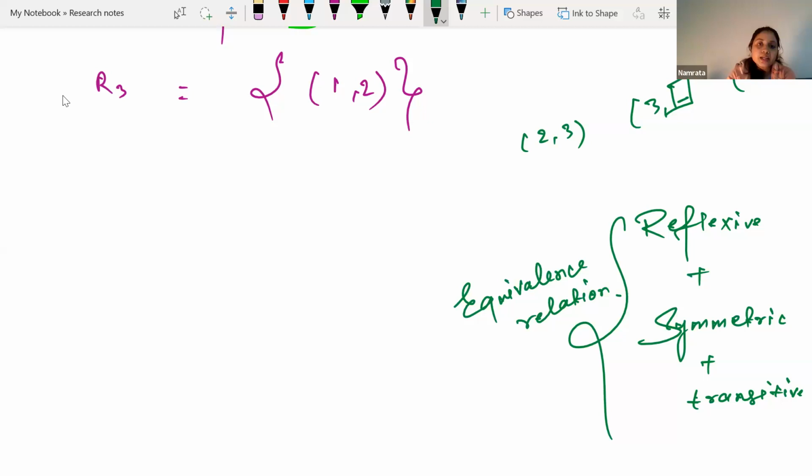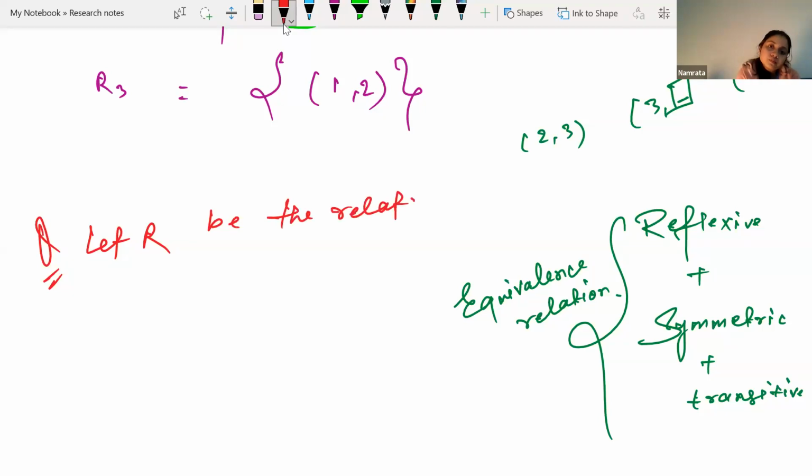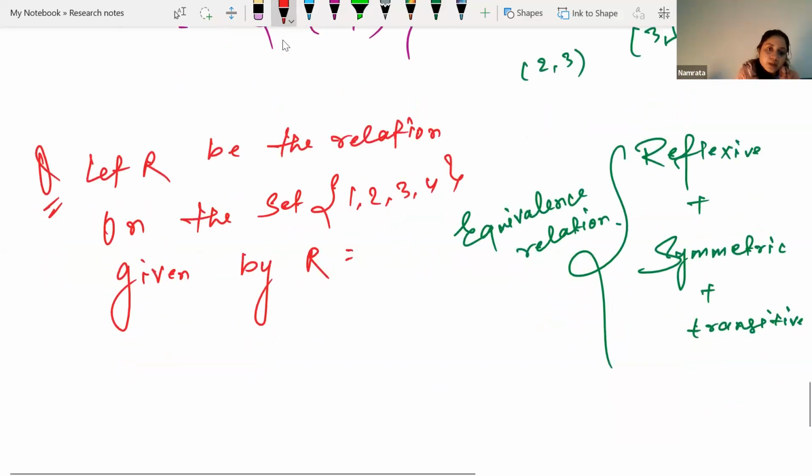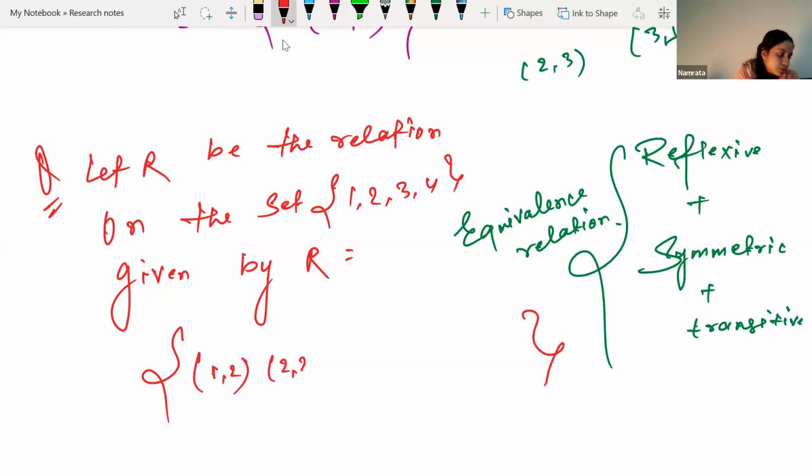Now let's take a few questions. So question number 1, let R be the relation on the set 1, 2, 3, 4 given by R is equal to, I am writing the set over here, the elements 1 comma 2, 2 comma 2, 1 1, 4 4, 1 3, 3 3, 3 2.